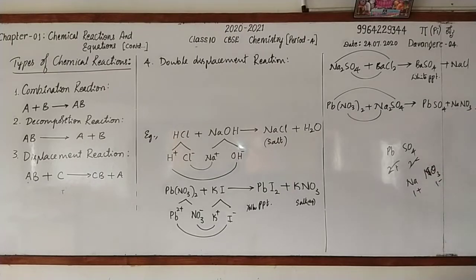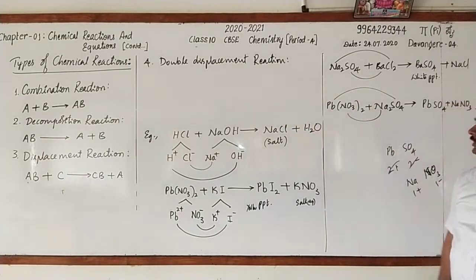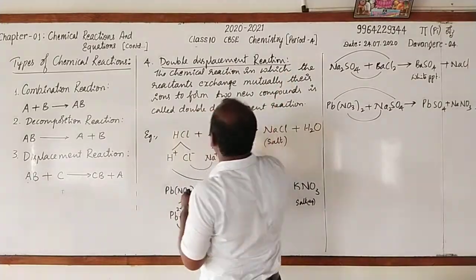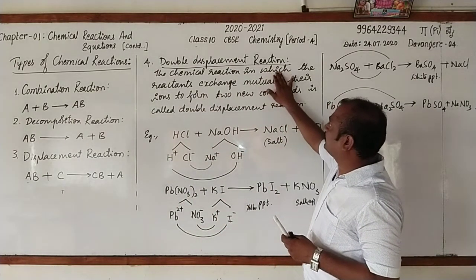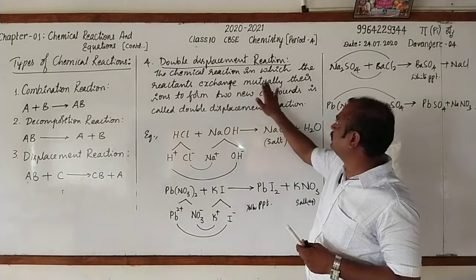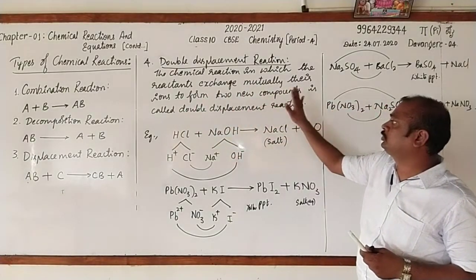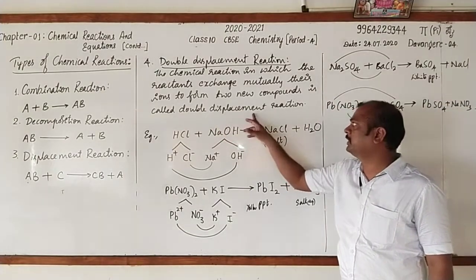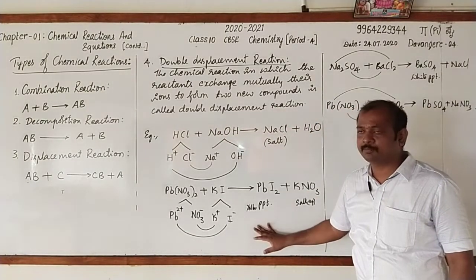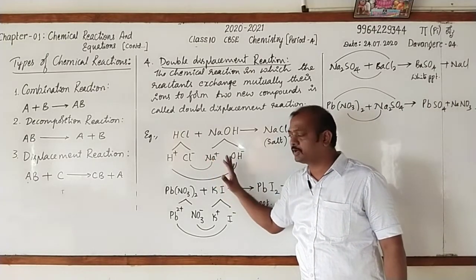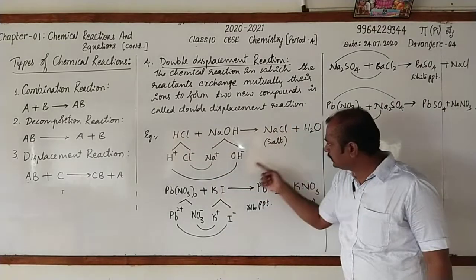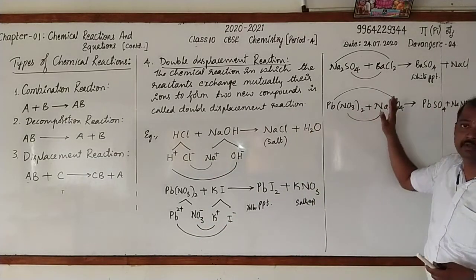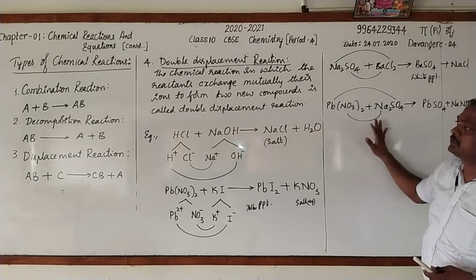Clear? Yes, now let me go for writing the definition of it. Here I have written the definition of double displacement reaction. Once you go through that: the chemical reaction in which the reactants exchange mutually their ions to form two new compounds is called DDR, double displacement reaction. And these are the examples. Here I have written the ions only for the sake of understanding. You can write only this much. If you want, you can write the ions present. Okay, take down these four examples.